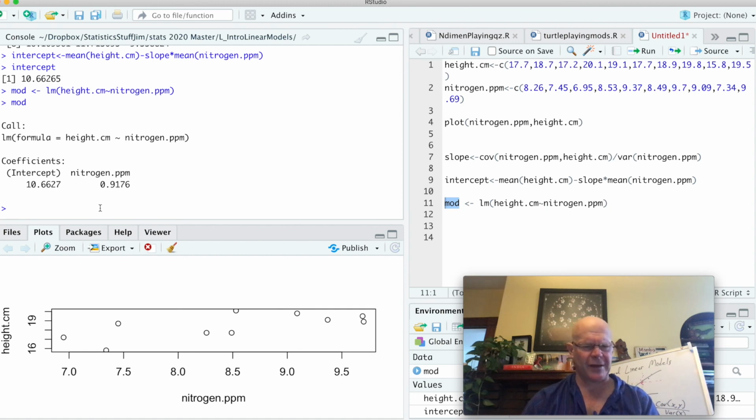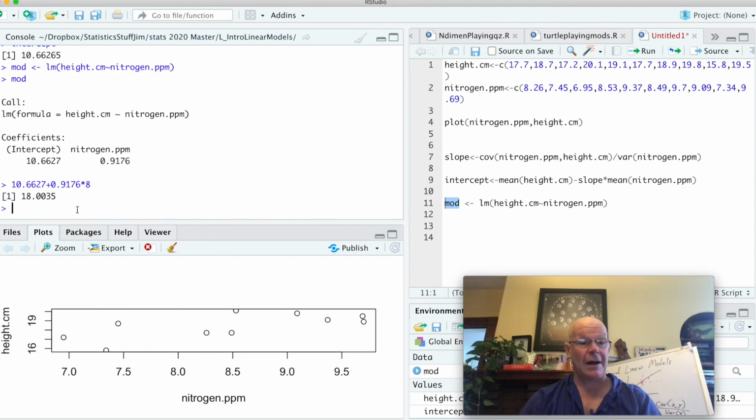And so what did I say? For example, at 8 parts per million, if I wanted to estimate what that height should be, well, it would be that plus that times 8. So I would expect that the plant should be 18.0035 centimeters if there was exactly 8 parts per million of nitrogen available. Okay, so that's how we're already using our model in a predictive framework.